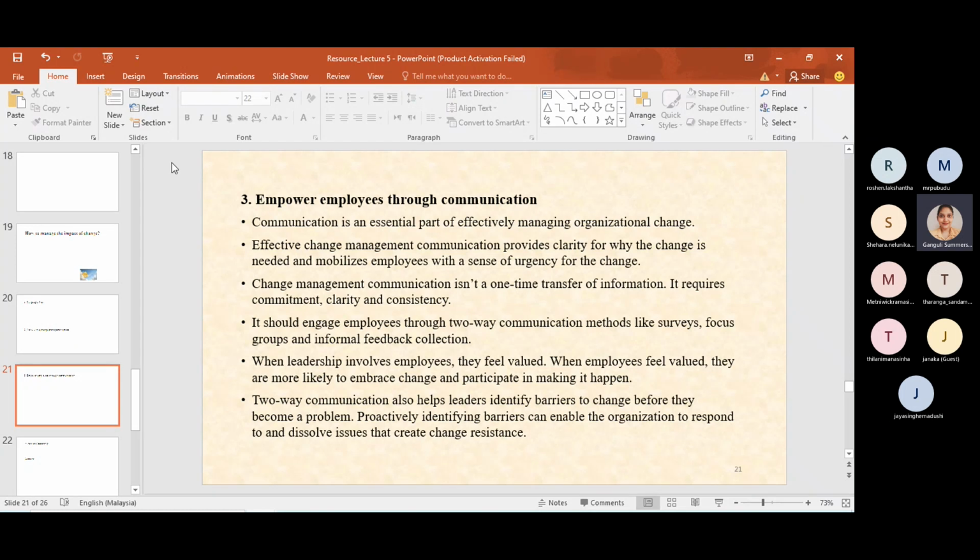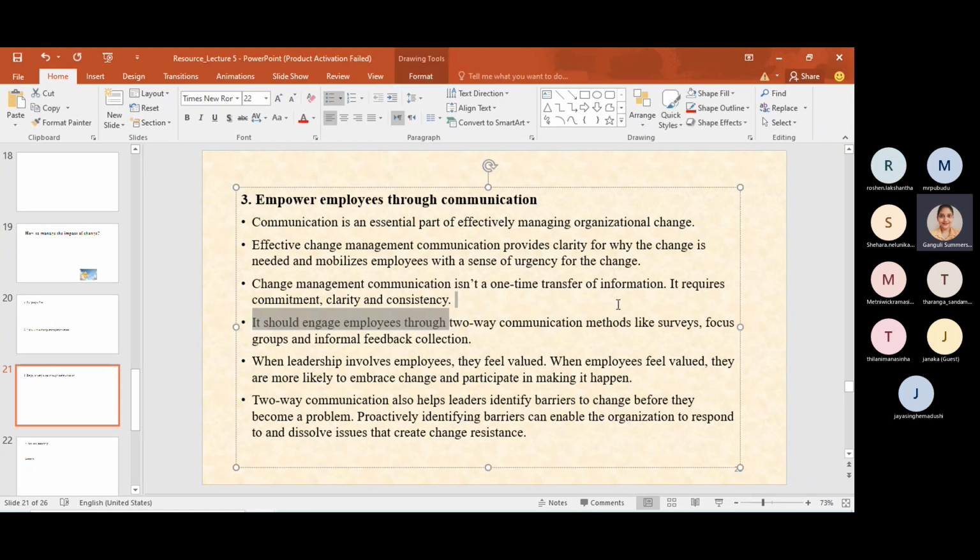We have certain two-way communication methods that we can follow inside the company. We can have surveys, focus groups, and informal feedback collection. You might be wondering what a focus group is. A focus group is when a group of people come together and discuss a certain topic.